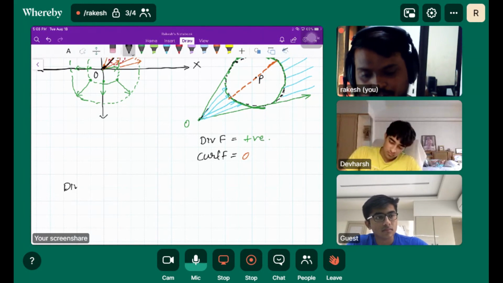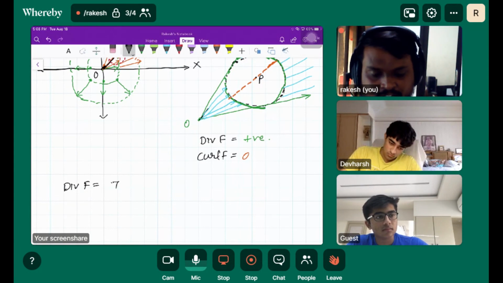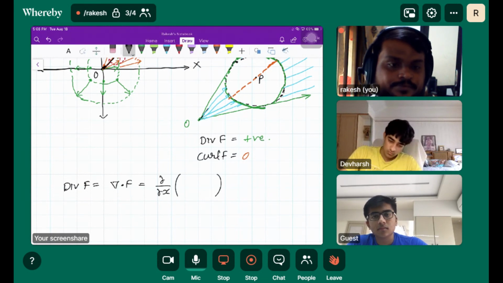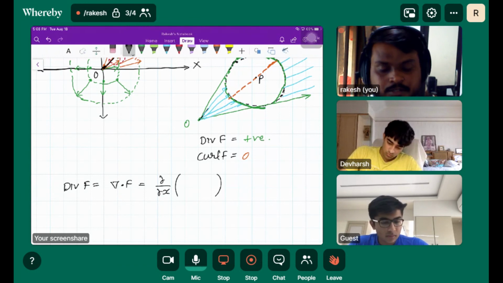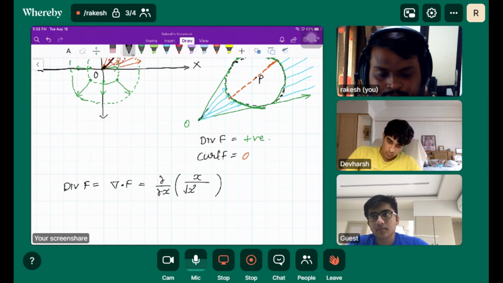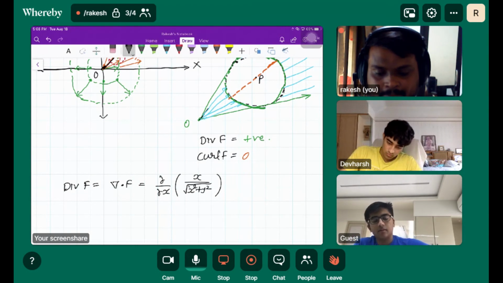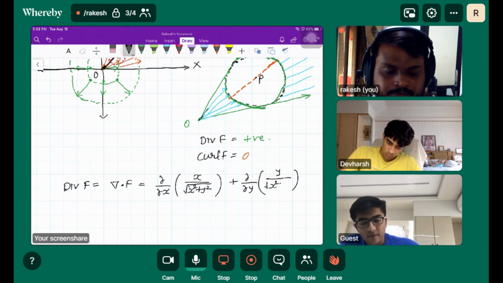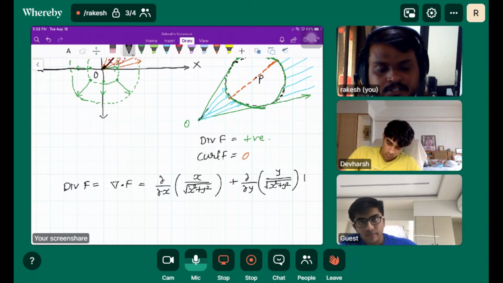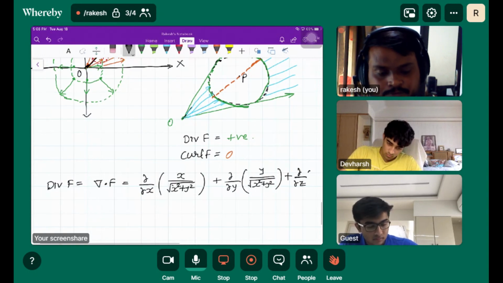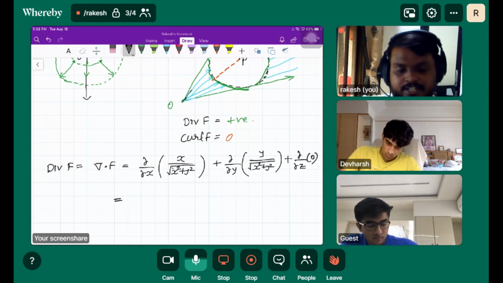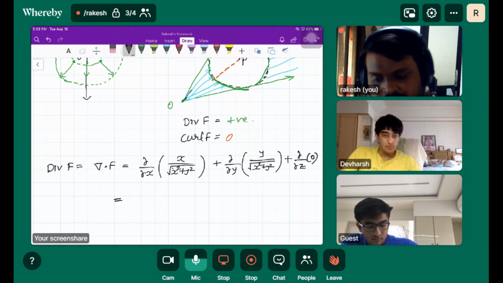So divergence of F is equal to del dot F. Now del upon del x. What is the x component here? Have you written the vector field? So what is the y component? y upon root x square plus y square, and the z component is 0. So we'll find the partial derivative of this x component with respect to x.